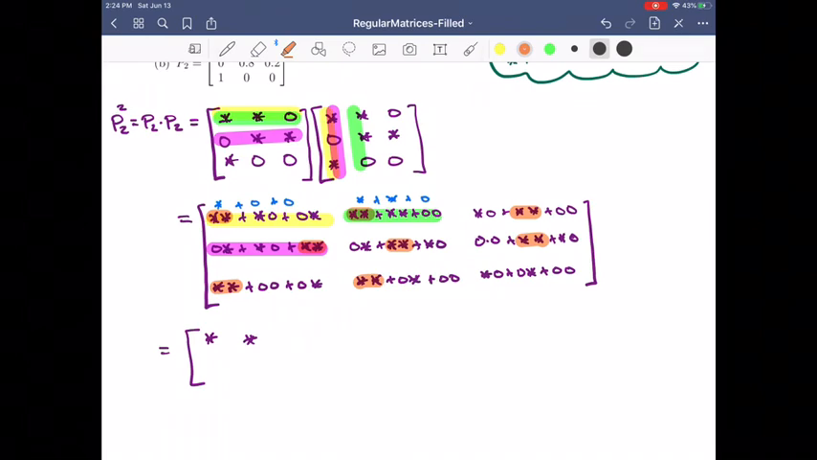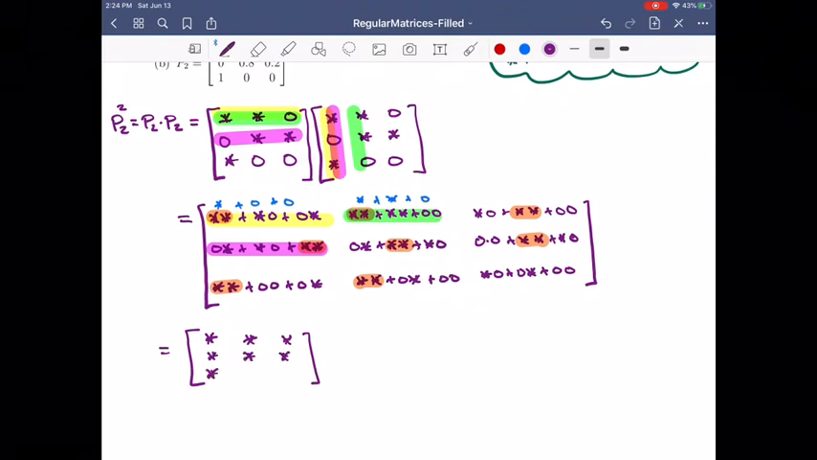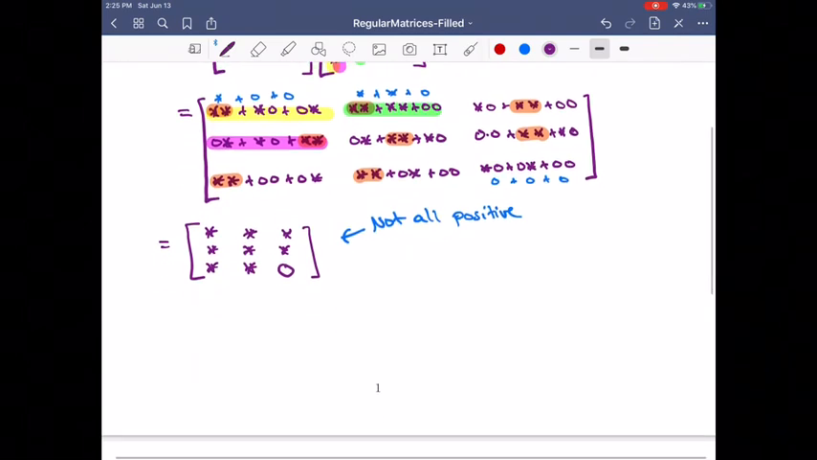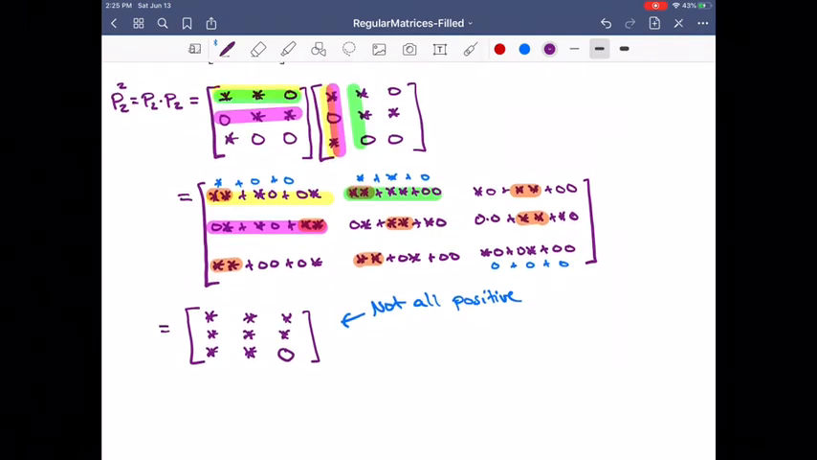Okay, so I can see that in all of them except the third column, third row, I'm going to have at least 1 star plus a 0. Okay, in this last one though, I have a 0 plus a 0 plus a 0. So I get a 0. Okay, so far, not all positive. Can I conclude at this point that it's not regular? Nope, I cannot. So what I'd want to do is compute another power.